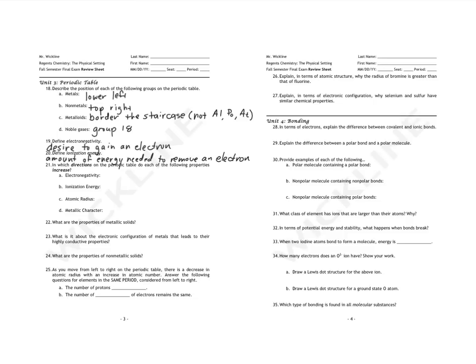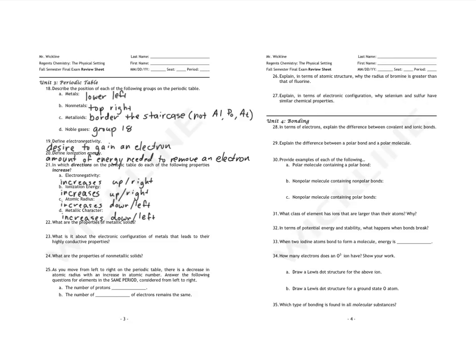So electronegativity would increase as you go up and right in general. It basically follows the trends of decreasing radius for atoms. And ionization energy will increase as you go up and right in almost every case. Atomic radius will decrease as you go up and right, and metallic character will decrease as you go up and right.